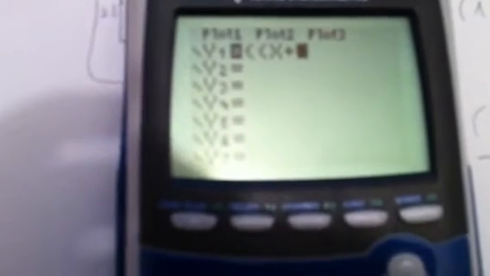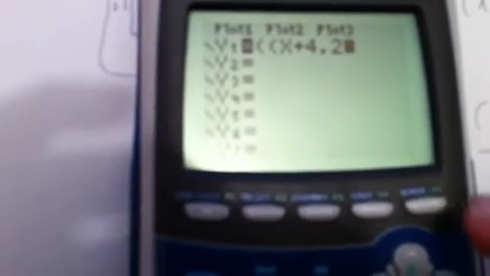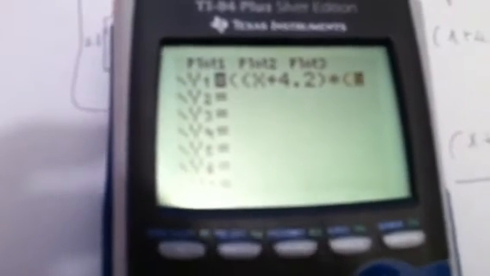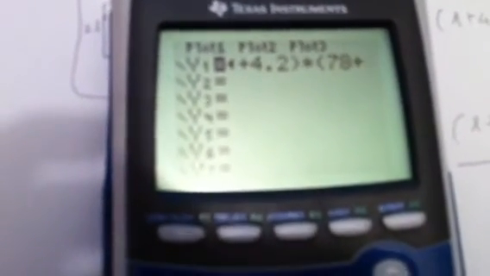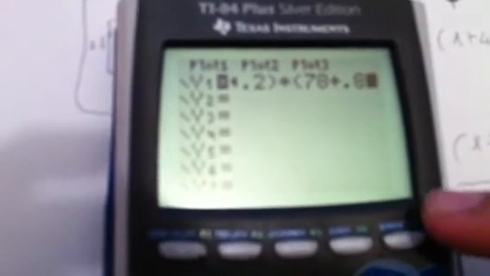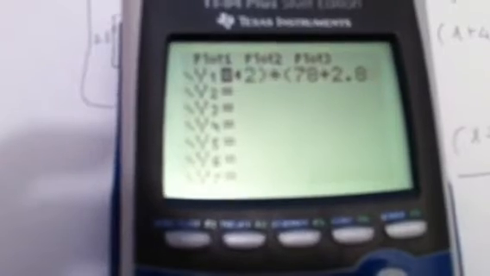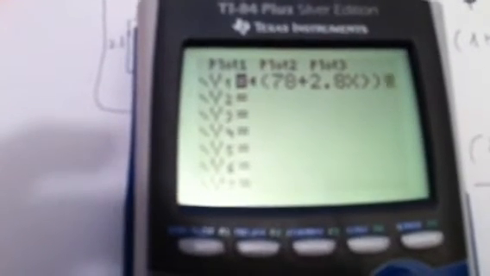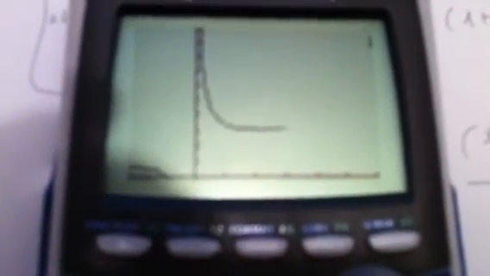So we go to our Y equals screen. Parentheses, X plus 4.2, parentheses, multiply that by parentheses 78 plus 2.8X, parentheses, all over X. And when we graph that, our graph comes out to look like that.